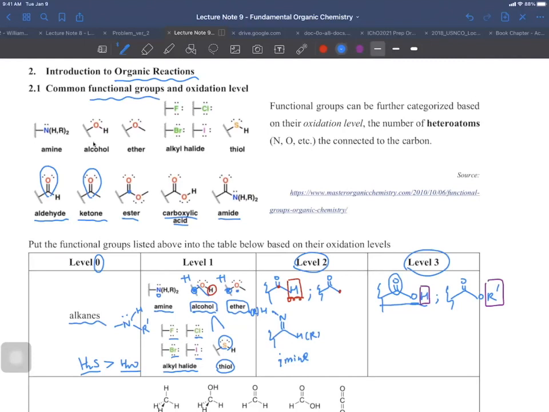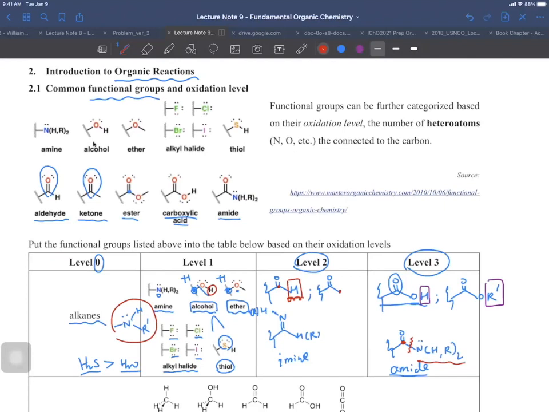The last one here is called amide. So amide, obviously, is related to both acid and amine, if you can recall the amine. So it is the acid losing an OH group, and the amine losing an H, and then they connect together and get the amide. So here the carbon is also +3, right?